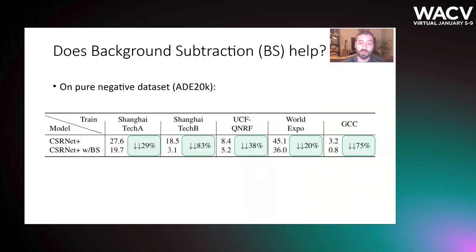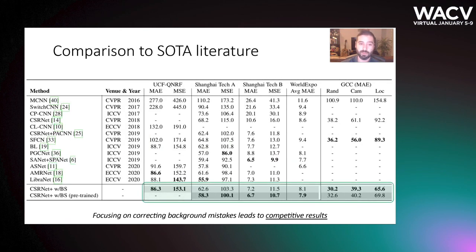Now, we also run similar experiments where we evaluated on the negative dataset, and you can see here that again, equipping our baseline with this background subtraction branch always reduces mistakes on background, up to 83% on ShanghaiTech B. Now, how does this simple change relate to the latest advances of the literature in crowd counting? Well, it turns out that by focusing on just correcting the background mistakes, we can get results which are on par with the state-of-the-art on all the datasets that we evaluated on.